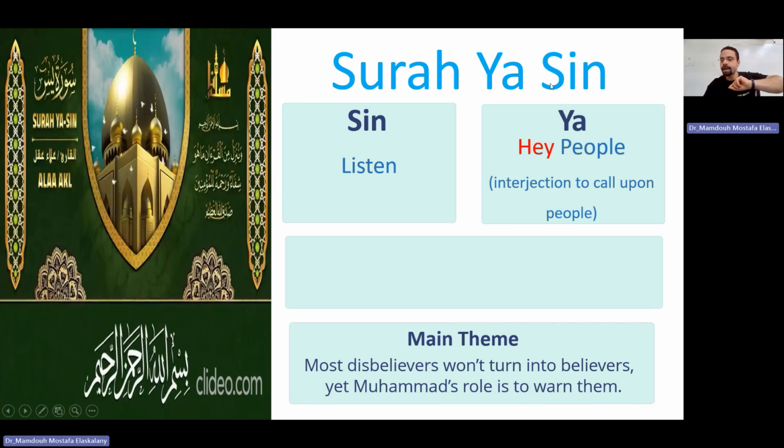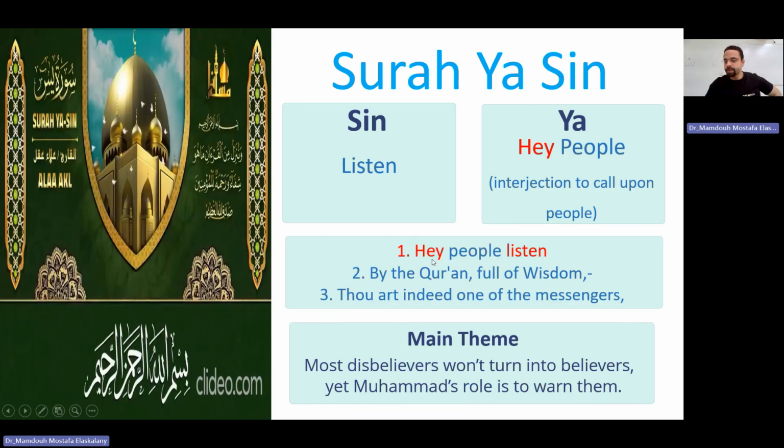So the surah starts with Yasin. Instead of Yasin, God is saying, hey, and Sin, listen. Hey, people, listen. God is saying so in the surah. Hey, and Sin, listening. So, hey, people, listen. And then God started swearing. He said, by the Quran, full of wisdom, thou art indeed one of the messengers. So God is saying, hey, people, listen. I swear by the Holy Quran, Prophet Muhammad is a messenger. So God is stressing and swearing that Muhammad is the prophet.